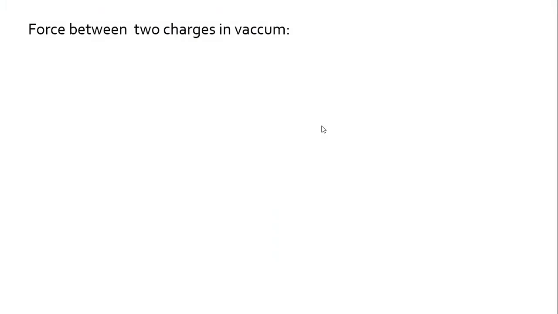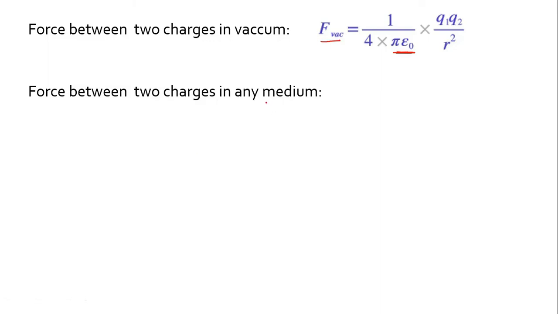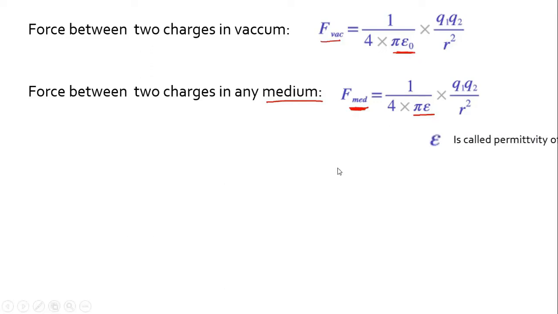Now, let us find a formula related to this. Whenever the force is present between two charges in vacuum, we have the formula F vacuum equals 1 upon 4 pi epsilon naught, Q1 Q2 by r square. But when the same charges are present in any medium, what will the formula be? F medium becomes 1 upon 4 pi epsilon, Q1 Q2 by r square. Here the difference is that we are not writing epsilon naught, because epsilon naught is the permittivity of free space or vacuum, whereas epsilon is called the permittivity of the intervening medium.